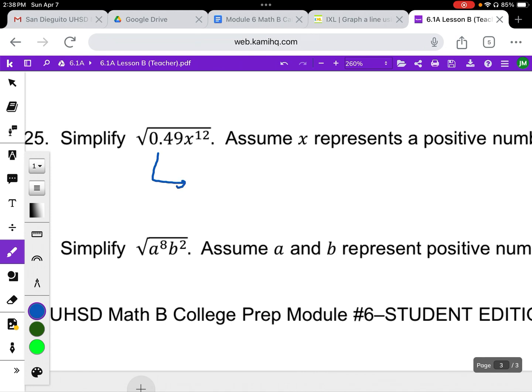The square root of 0.49 is 0.7, and the square root of x to the 12th is x to the 6th.